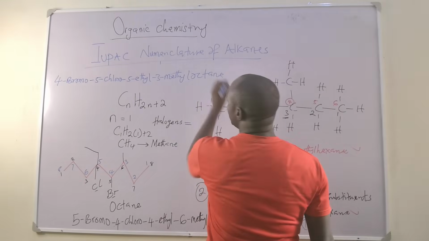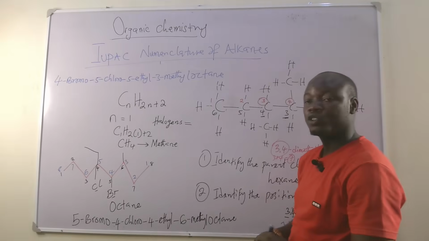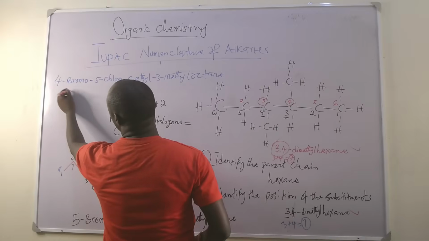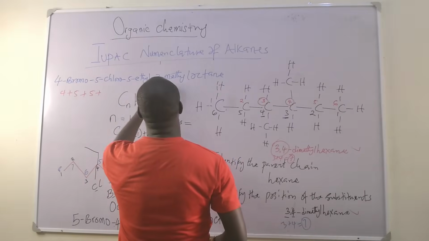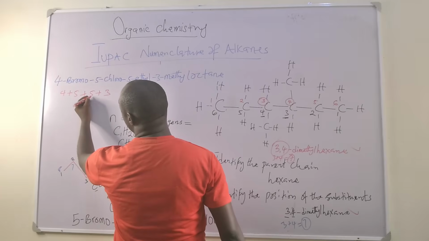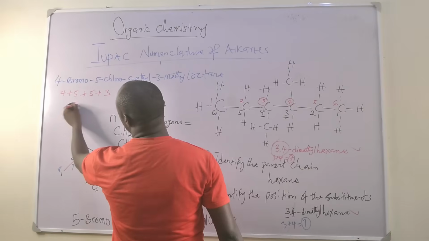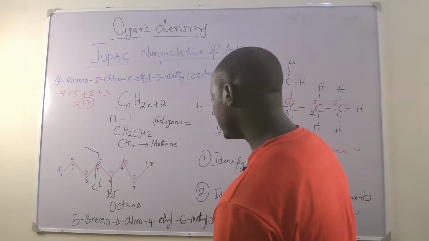So how do we know which one is correct? We have to count the numbers. How do you count the numbers? Here we have 4 plus 5 plus 5 plus 3. So this plus this, we have 9, then 13, then 17. So everything here is 17.